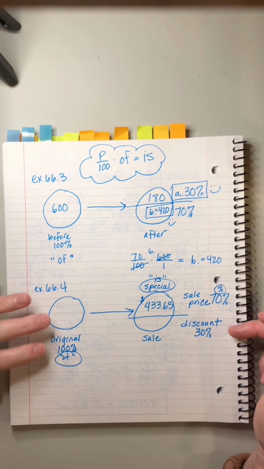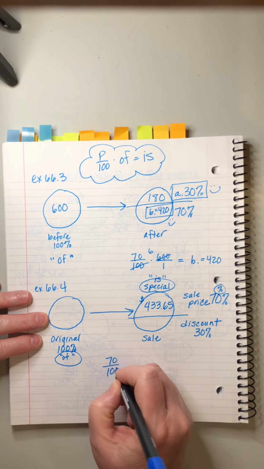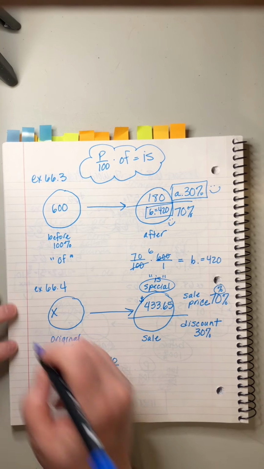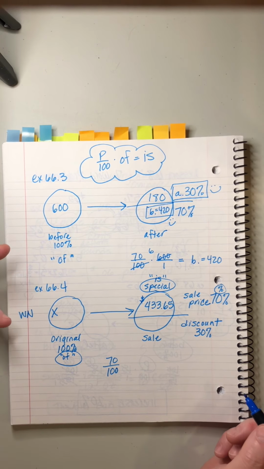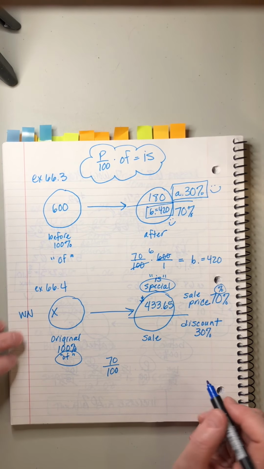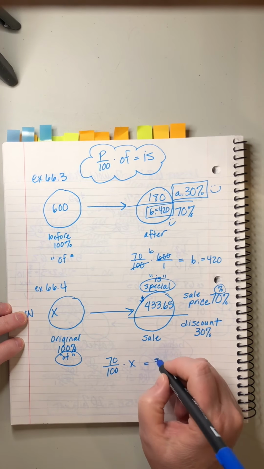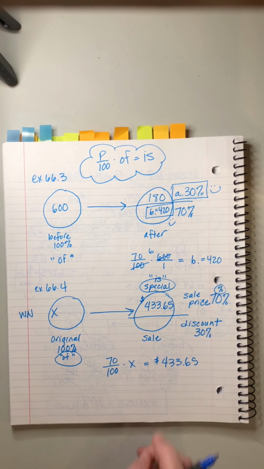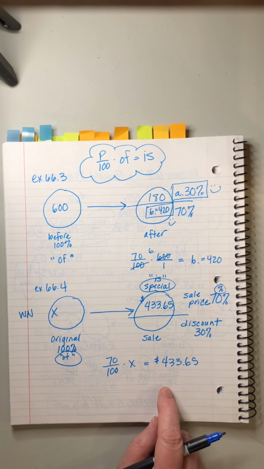All right, so let's work this out now. We know that our percent is 70 over 100 times this. I'm going to call it X. John often calls it WN, standing for what number. That's fine. Whatever you want to do. Make it your initial if you like. But this times X equals 433.65. Oh boy, that looks like it's going to have some rough numbers, doesn't it? Guess what? It's going to be a little iffy when it comes out.